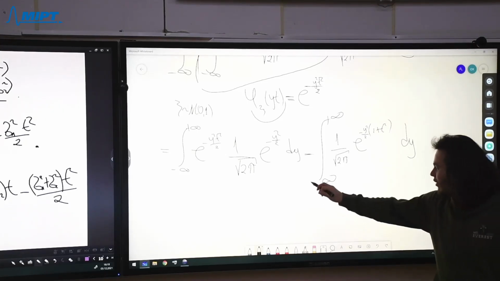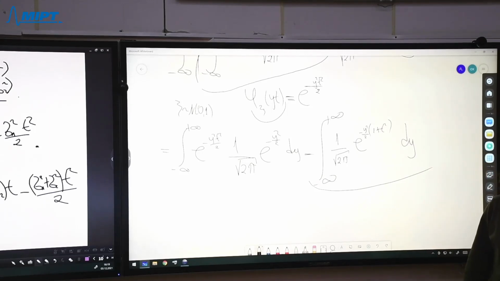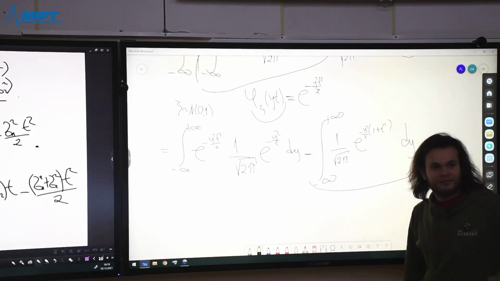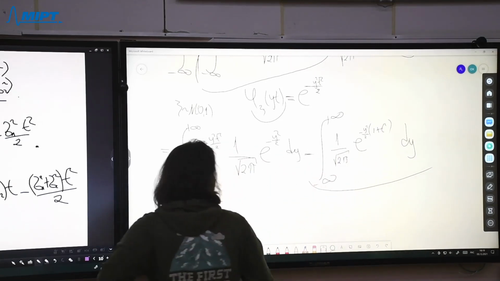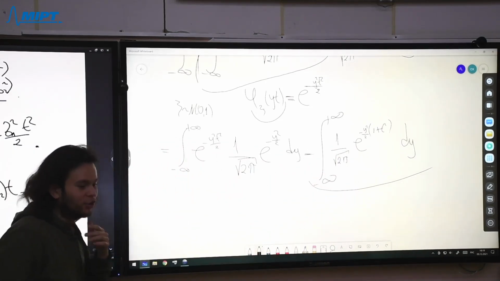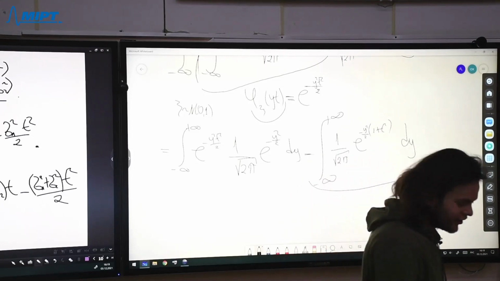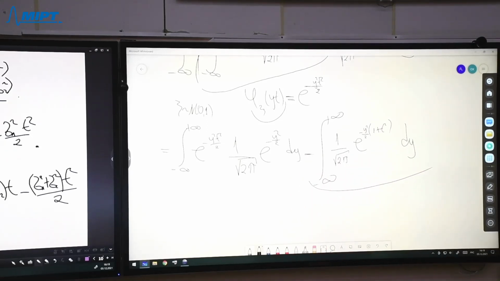Now, can anybody find this? What is this equal to? 0.5 points if you can find that. You have 1 minute. Well, in general we're looking for the characteristic function, but no. This is some value, a number. Which one? No. Nope.